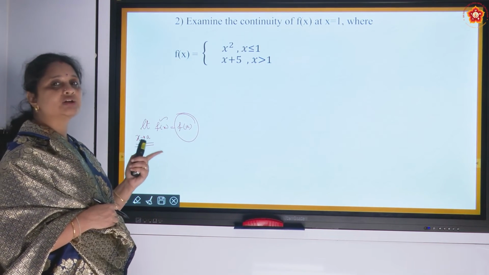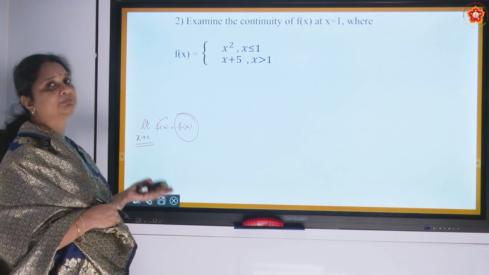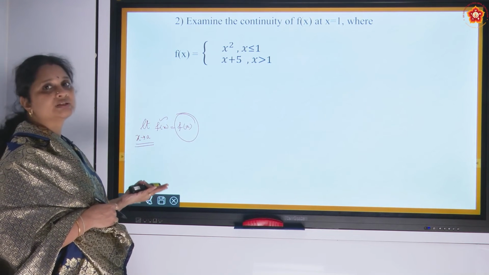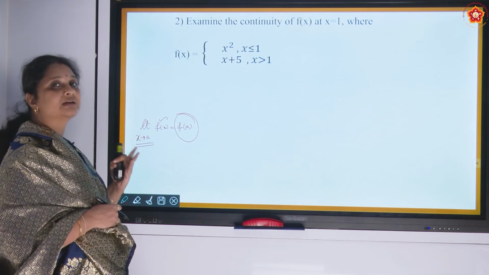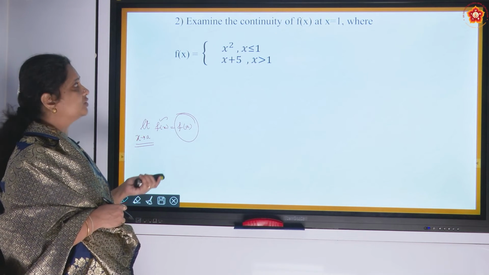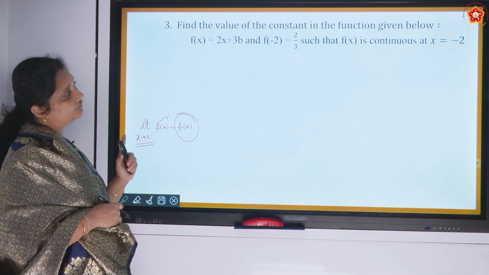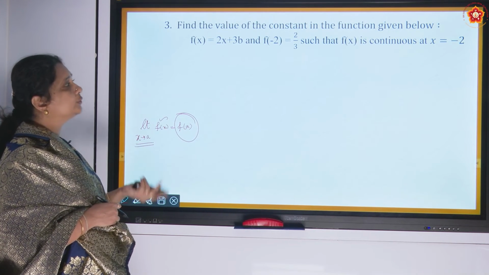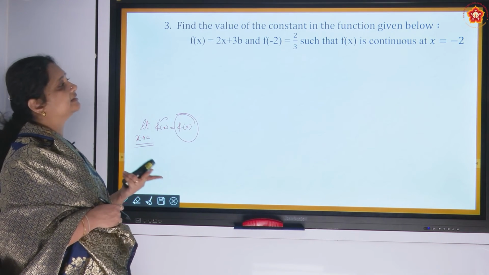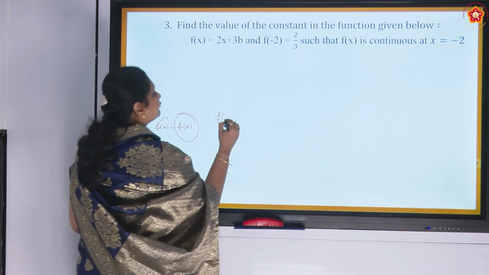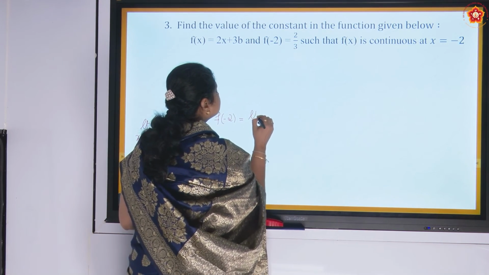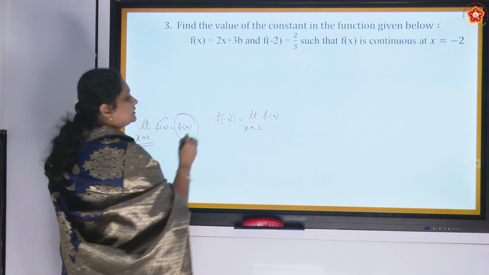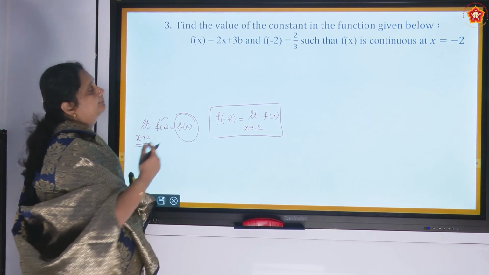Secondly, when functions are redefined like this in different ways, in different places, different interval of numbers, then how do we check the continuity? So that we saw, and here we saw that the limits itself did not exist. So we decided that the function is not continuous. Thirdly, we had to find the value of the constant. Given that f of minus 2 is equal to 2 by 3, such that f of x is continuous at x is equal to minus 2. So we know that f of minus 2 is equal to limit x tending to minus 2 f of x. So we use this property to find the value of b.